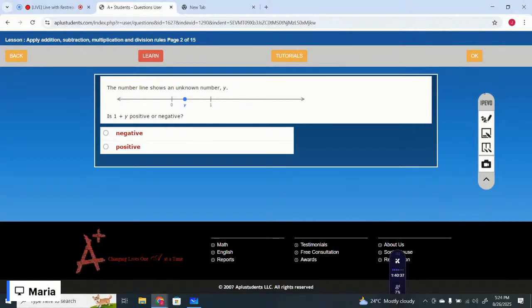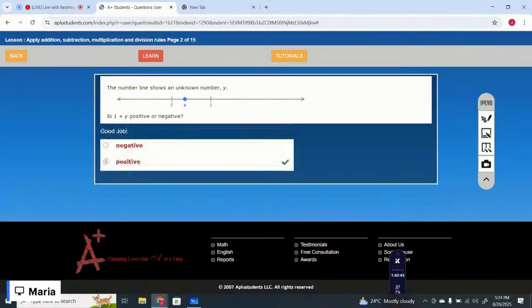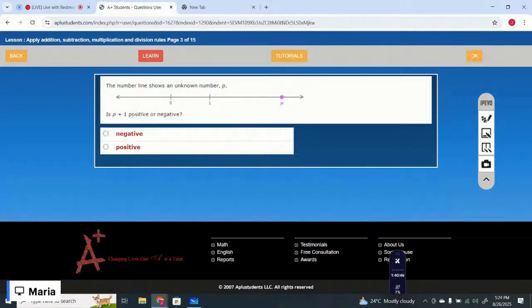So y plus 1, y is already positive. So the sum of two positive numbers is positive. Option number 2 is the correct option.